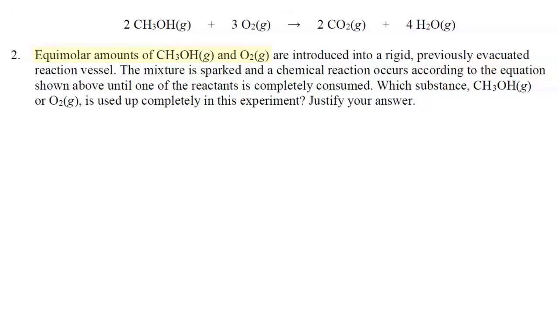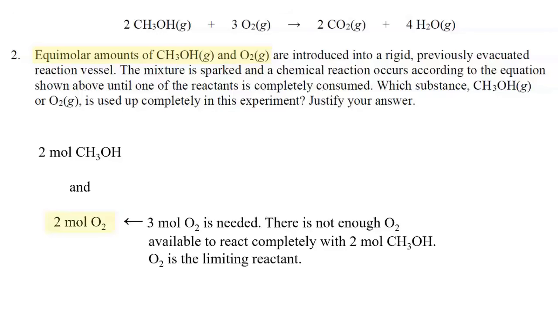Equimolar just means equal number of moles. So let's pretend that we have 2 moles of each reactant, 2 moles of methanol and 2 moles of O2. Well, in that example, based on the coefficients in the balanced chemical equation, there would not be enough O2 to react with all of the methanol, the CH3OH. 3 moles of O2 is needed, but only 2 moles of O2 is available. So that makes O2 the limiting reactant.